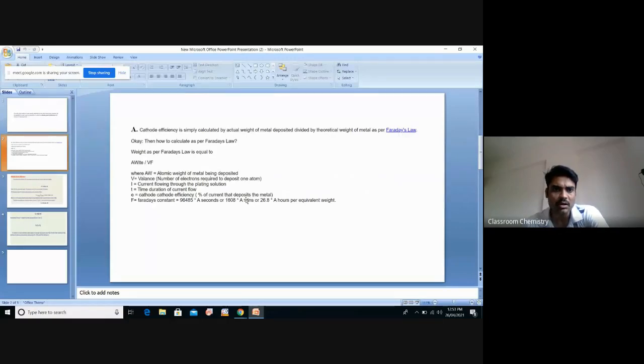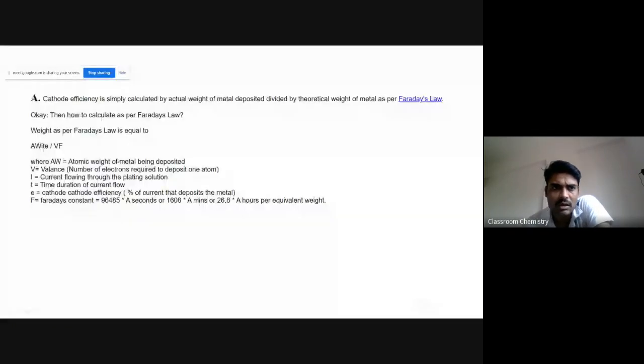Cathode efficiency, or cathode current efficiency, is simply calculated as the actual weight of metal deposited, on the cathode where we are depositing the metal, divided by the theoretical weight of metal as per Faraday's laws.